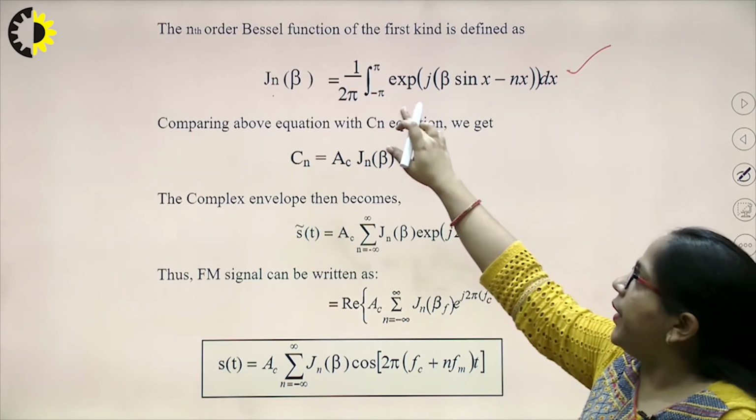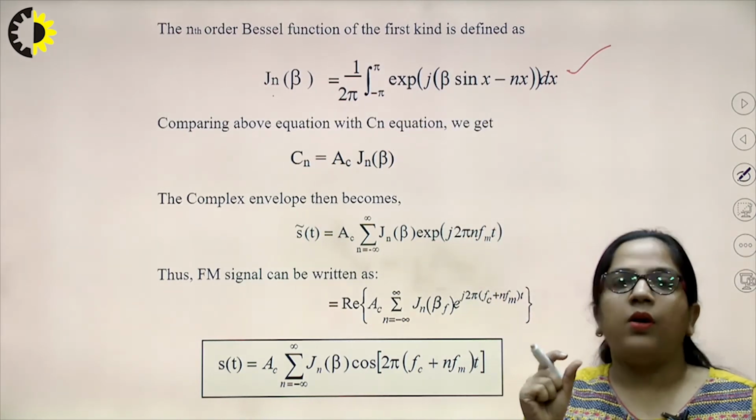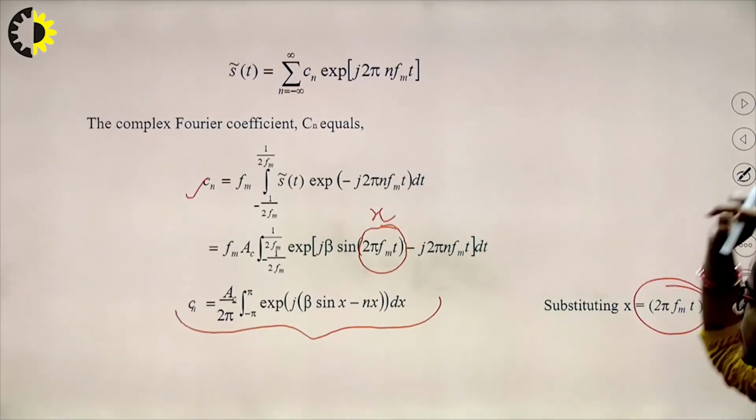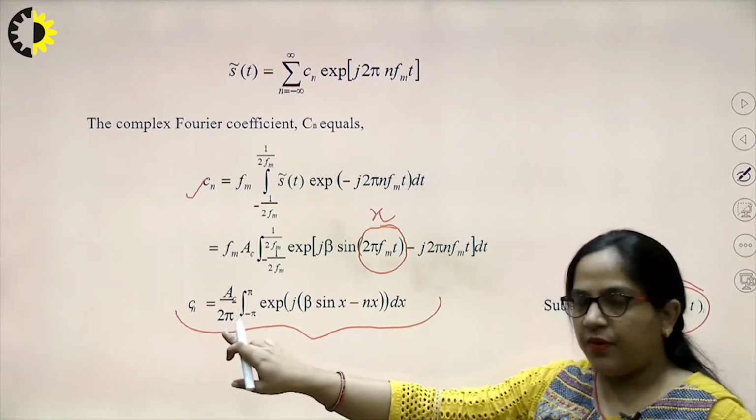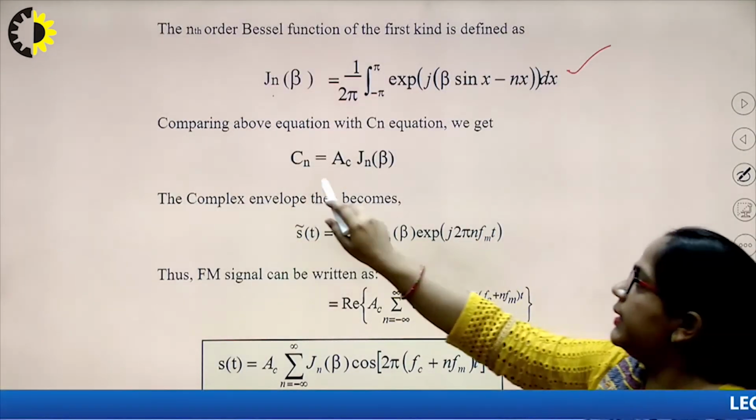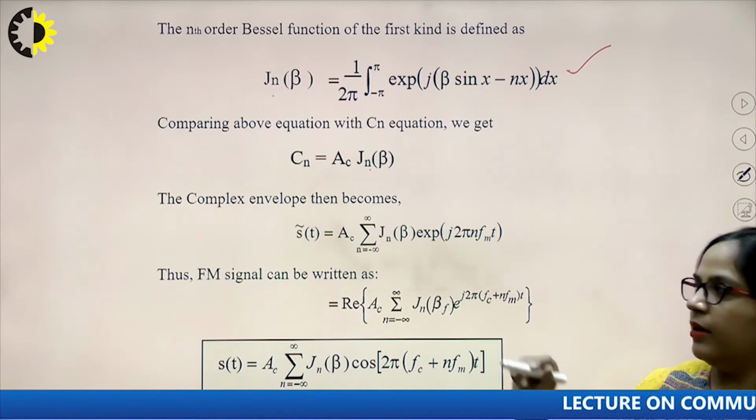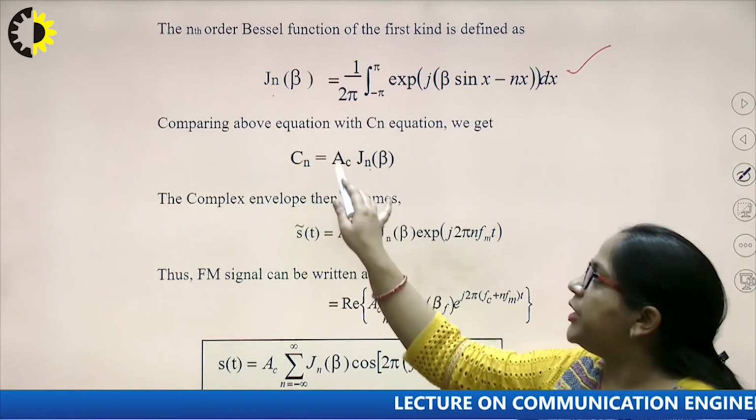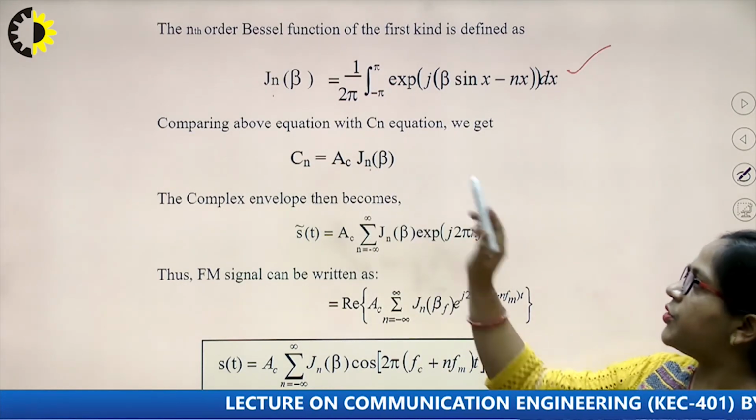Now, if we compare this nth order Bessel function with the complex coefficient Cn that we evaluated in the last slide, that is this one, we will get Cn is equal to Ac Jn beta. Okay. So, Cn is equal to Ac Jn beta. Here what we have done is mentioned the value of the complex coefficient of the Fourier series in terms of Bessel's function.